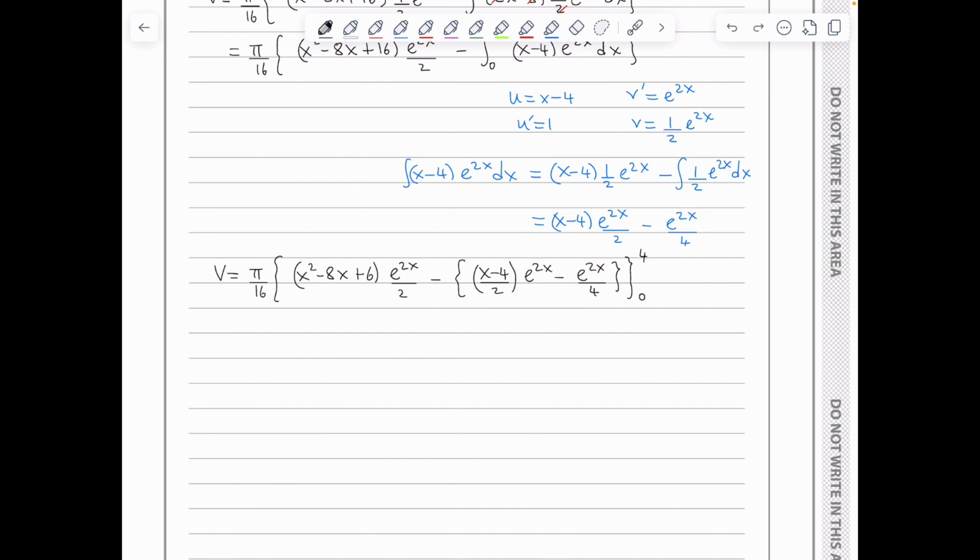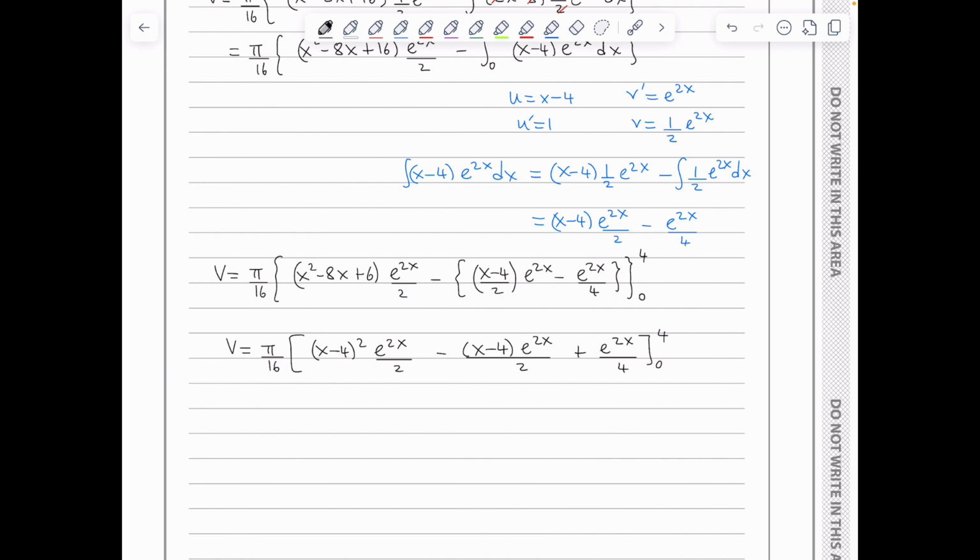Before substituting the limits, I will simplify the expression, so it's pi over 16, I've got x minus 4 squared times e to the 2x over 2 minus x minus 4 times e to the 2x over 2 plus e to the 2x over 4, with the limits being 0 and 4.